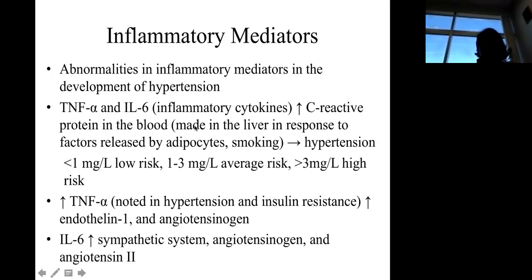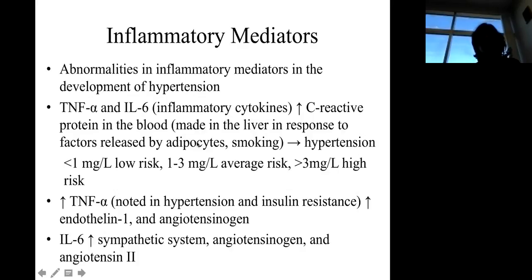Okay, C-reactive protein is made in the liver. It could be released in response to TNF-alpha, interleukin-6. It could also be released in response to other factors released by adipocytes, smoking, etc. So again, C-reactive protein has become a very interesting molecule to focus on, because inflammation is now involved in all the major diseases that we know of, and C-reactive protein is the mediator of inflammation, so there is a lot of study going on.